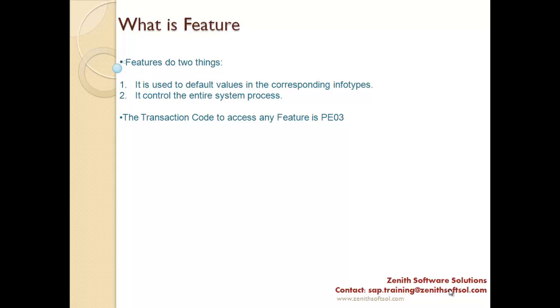What does it mean, defaulting the values in the corresponding info type? In the next slide, it will be more clear. The transaction code to access any feature is PE03. Make a note of it. It is a very important transaction code.